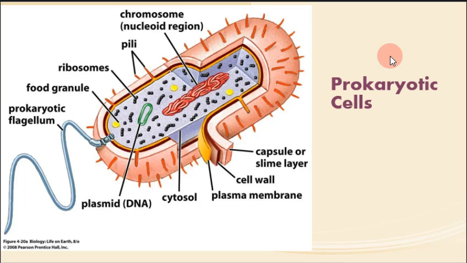Ribosomes. Ribosomes are how they make protein, by the way. We have a little special kind of a DNA here called a plasmid. So we say chromosome, it's just the DNA. This shows a flagellum right here. It's just a little tail. Some of them have it. Not all of them have that.